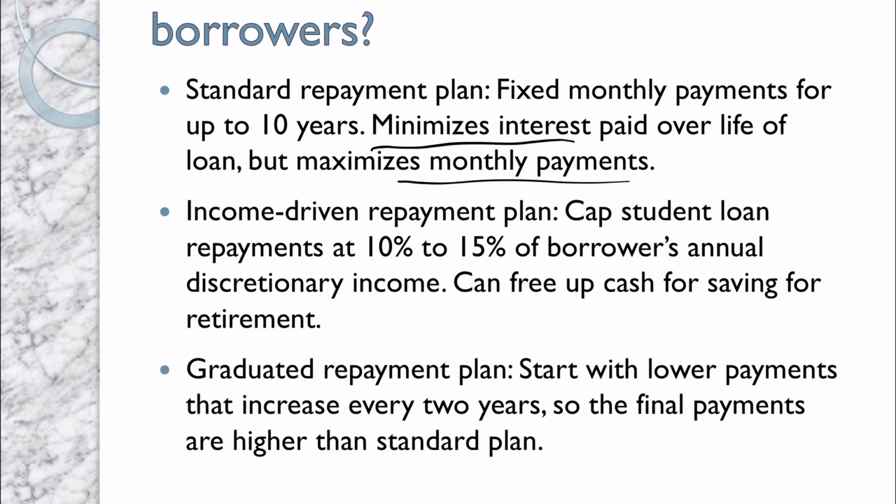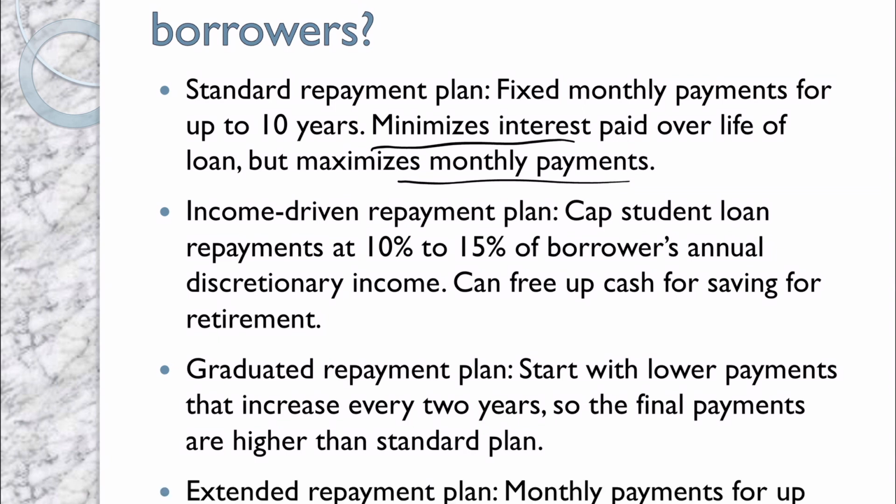You also have a graduated repayment plan, which starts with lower payments that increase every 2 years. So the final payments are higher than your standard plan, meaning that you end up increasing your salary, hopefully, over the course of this time frame and are better able to meet these higher payments.